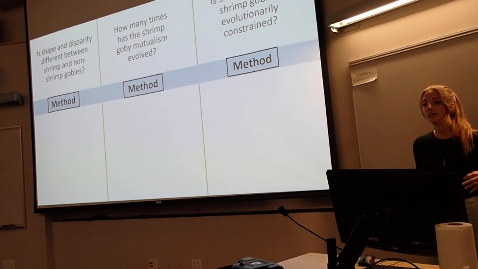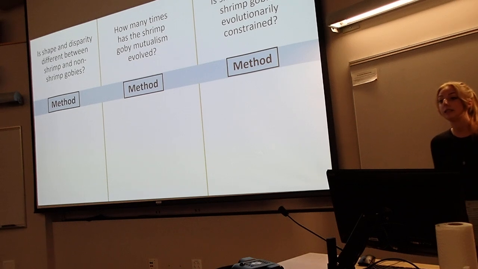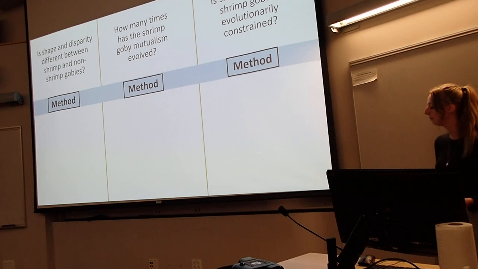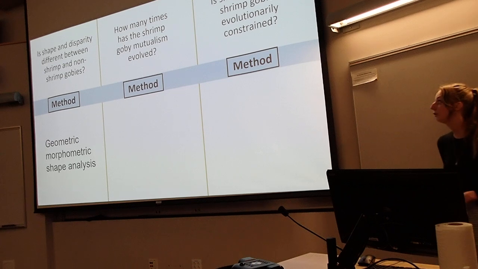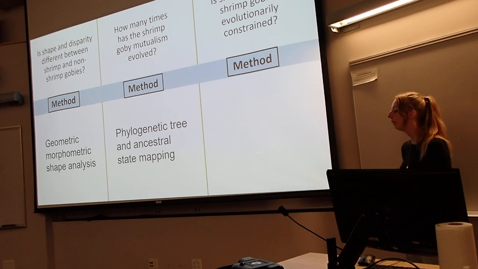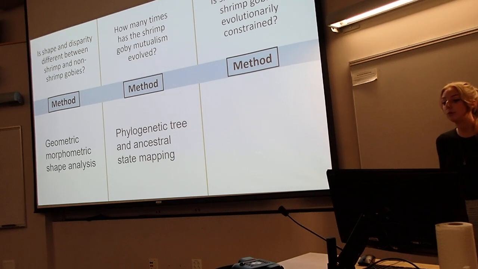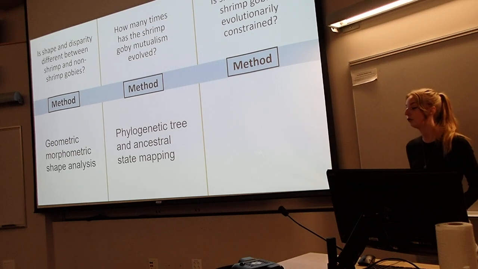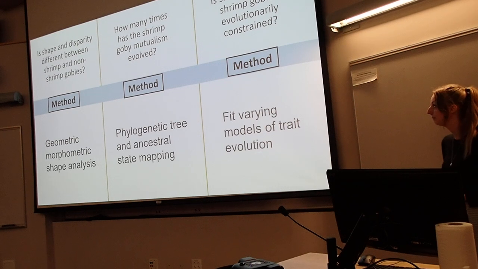So with this, to understand what's going on here, we asked three main questions. First, is shape and disparity different between shrimp and non-shrimp gobies? And the method I used here was geometric morphometric shape analysis. Next, we need to know, well, where did this mutualism come from and how did it evolve in the phylogeny? So we built a phylogenetic tree and employed ancestral state mapping. And lastly, we need to know, is shape change in shrimp gobies evolutionarily constrained or not, and is selection present? So to do this, we fit varying types of models of trait evolution.